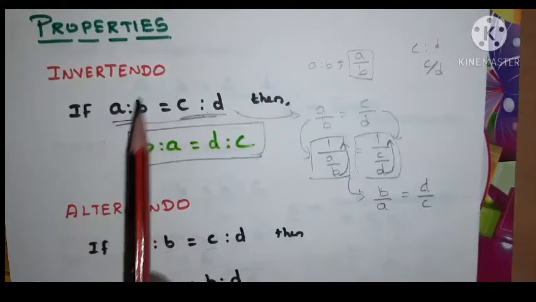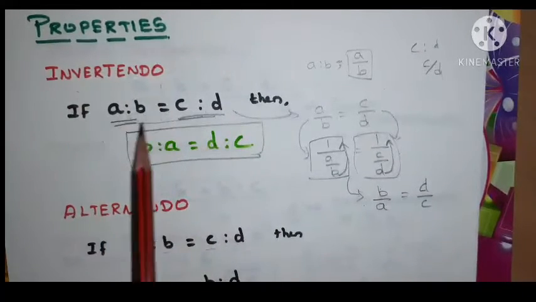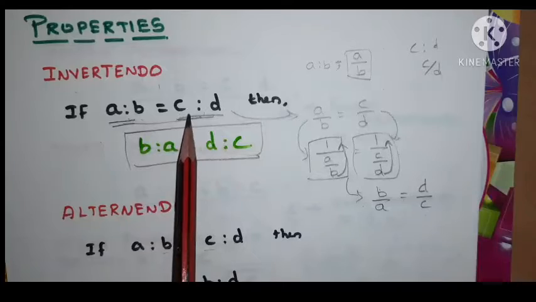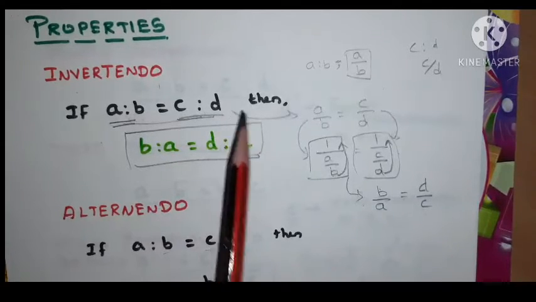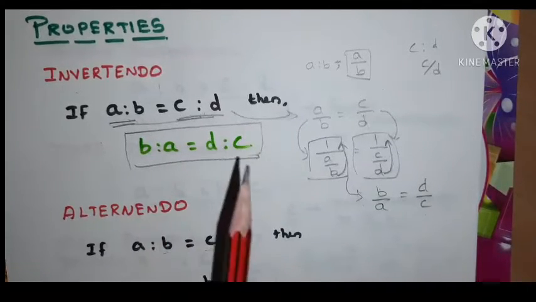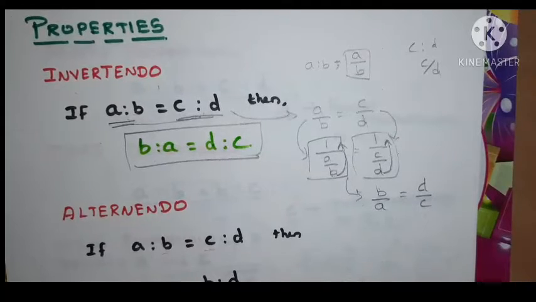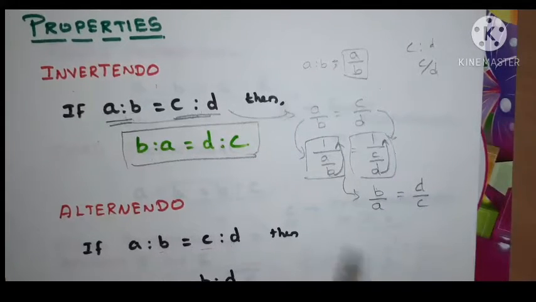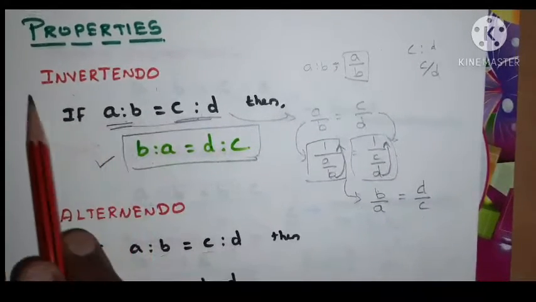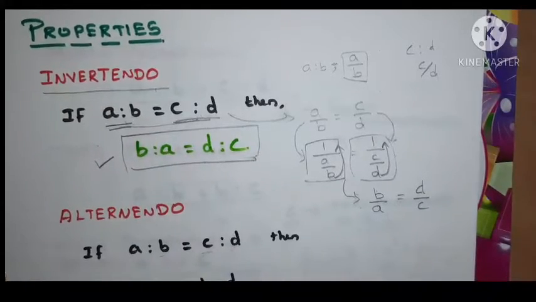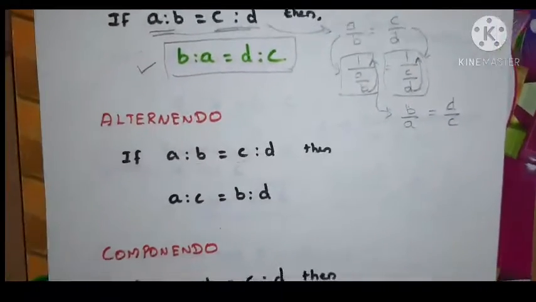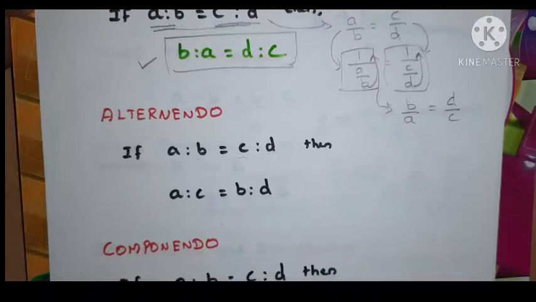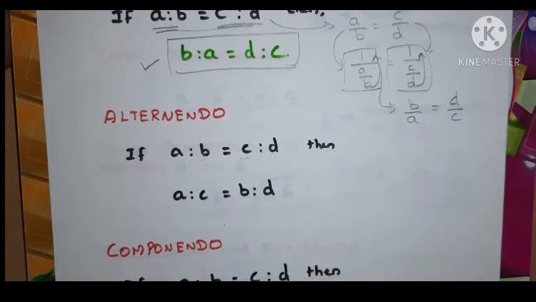The first property is invertendo: if A is to B is proportional to C is to D, then its inverse is also in proportion. That's exactly what the invertendo property says. Next, the alternendo property is another property.